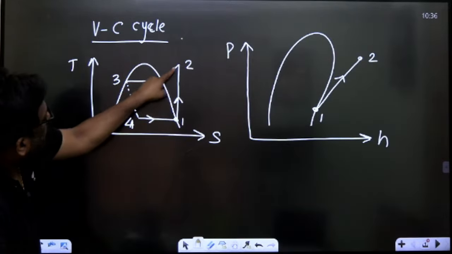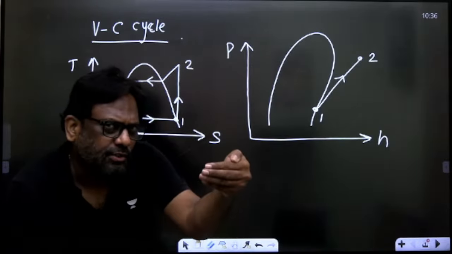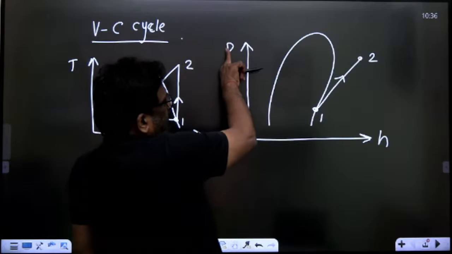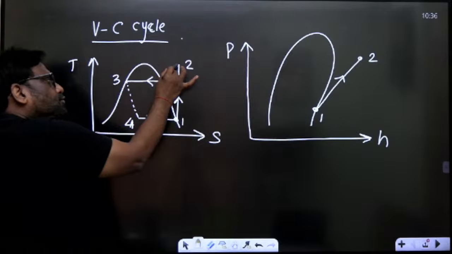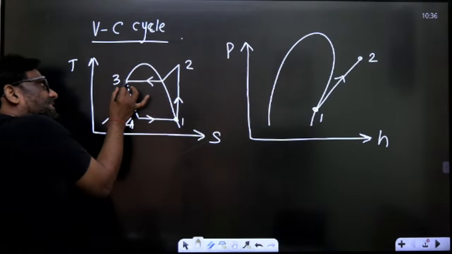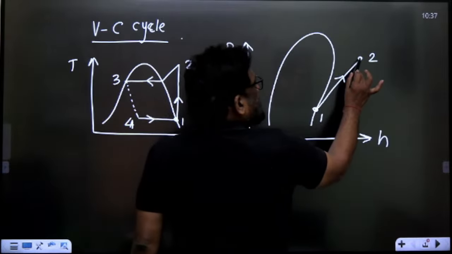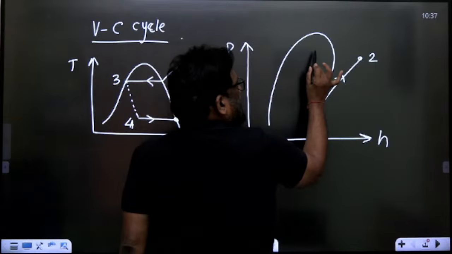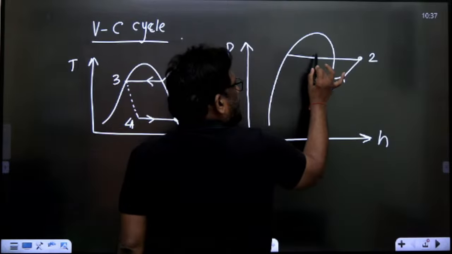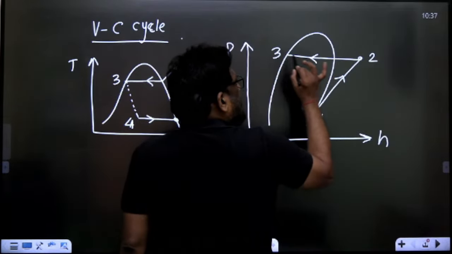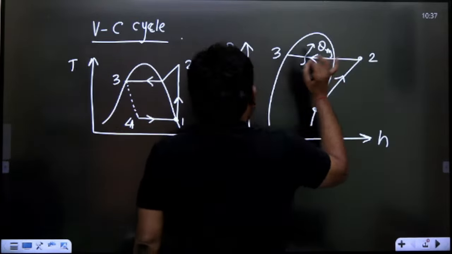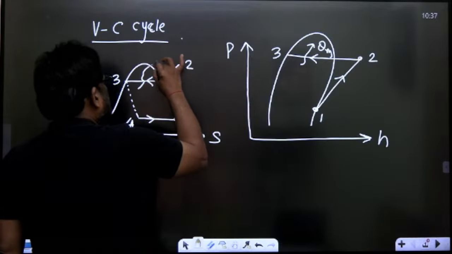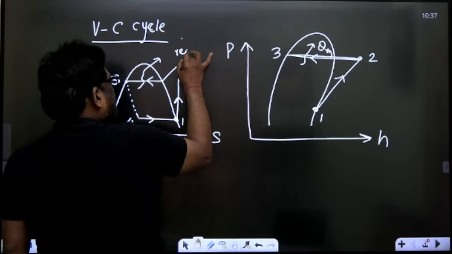2 to 3 is a constant pressure process. So how do I show a constant pressure process? Pressure is on the y-axis, therefore it will be horizontal. So from the superheated state, it is entering the saturated liquid state. It is a constant pressure process, the same process I'm showing. So therefore it is 2 to 3. And you know, during this process, heat is rejected in the condenser.